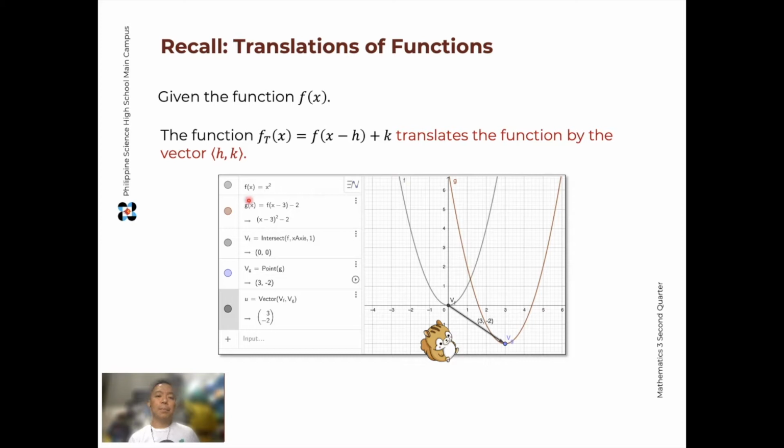So here in this example, I have f of x equals x squared. So ito yung parabola na naka-vertex sa origin. Pag in-apply natin yung f of (x minus 3) minus 2, effectively, this will move the vertex from the origin to (3, negative 2). So magkakaroon tayo ng translation ng vertex by the vector (3, negative 2). At hindi lang yung vertex, lahat ng points dun sa function matatranslate to its corresponding point dun sa image nung translation. And this should be familiar kasi ginagawa na natin siya before.